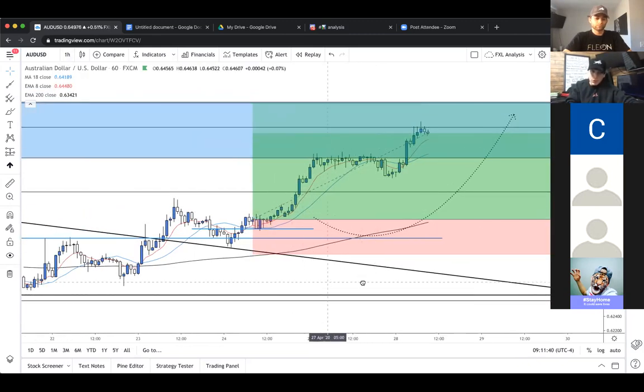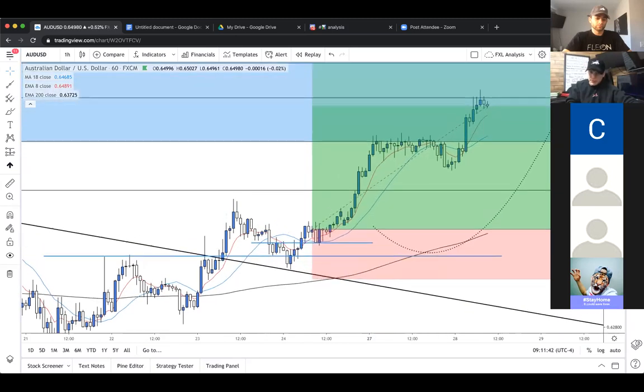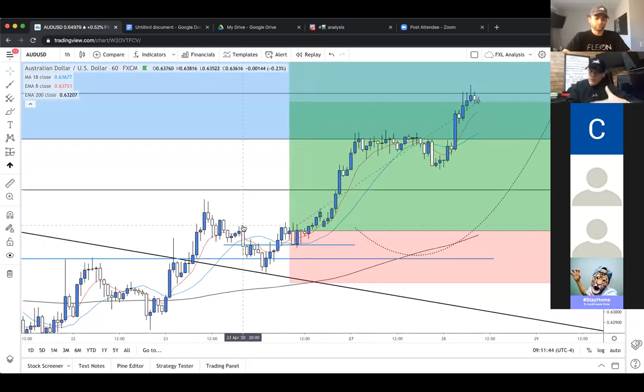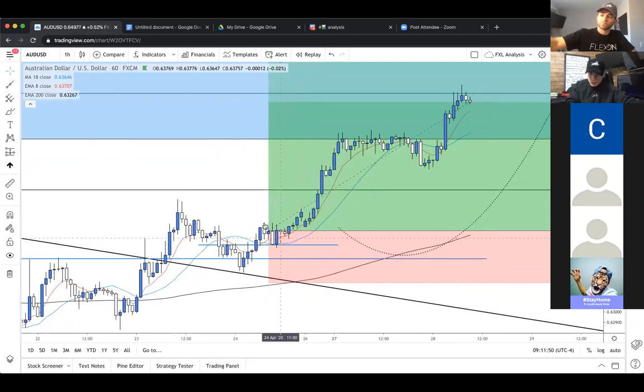So once we saw that morning star forming, right, you want to start dropping time frames. That's how we always do it. I'll never take a trade based on the 4-hour. So after that 4-hour morning star was identified, we're dropping down. We're looking for lower time frame confirmations.